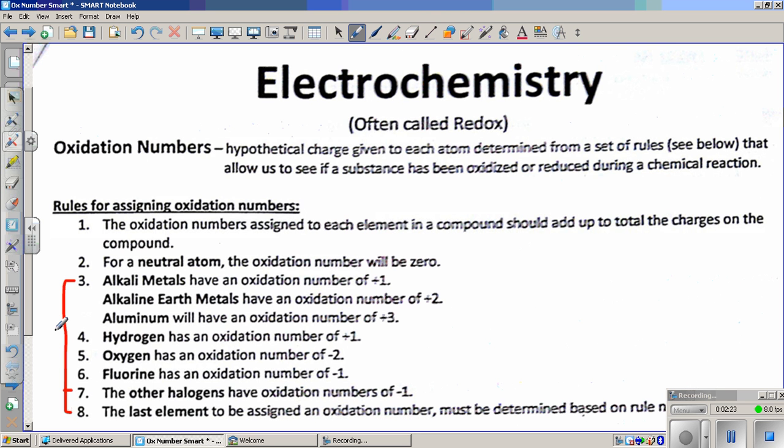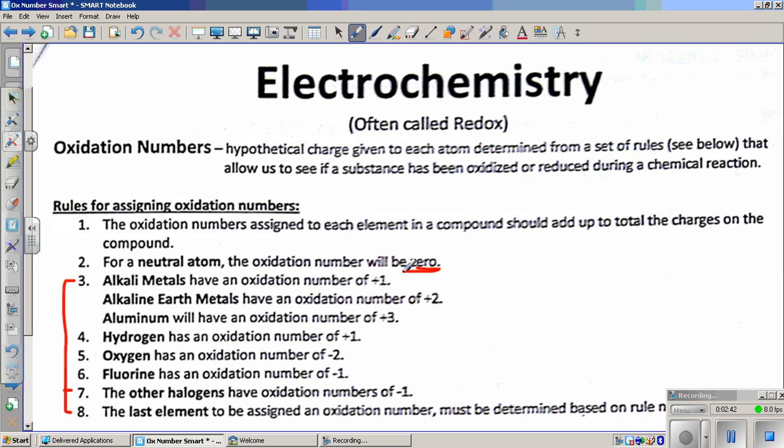And if you have a neutral atom, like just copper by itself, or just zinc by itself, or just Cl2 by itself, or just O2 by itself, any pure element, diatomic or not, then it's going to have an oxidation number of 0, which is what its charge is. So you should be kind of familiar with that already.